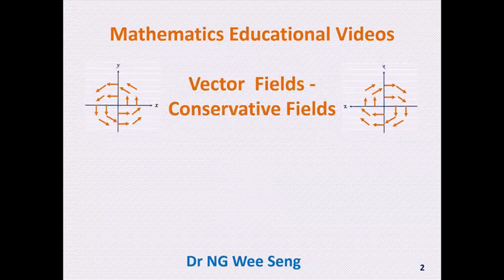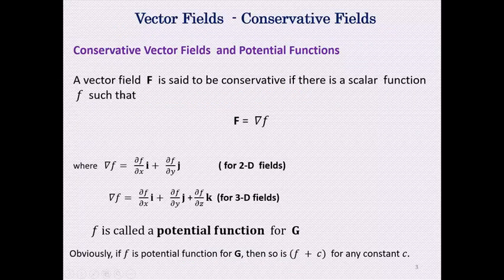Next educational video. Let's study a very important type of vector fields known as conservative fields. A vector field F, capital letter F in bold, is said to be conservative if it can be written as the gradient vector of some scalar function f, small letter f. Let's recall the meaning of gradient vector.